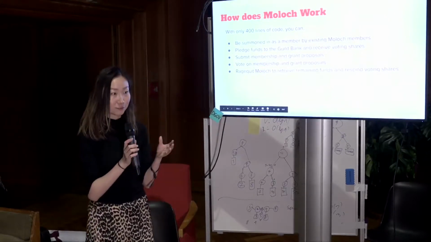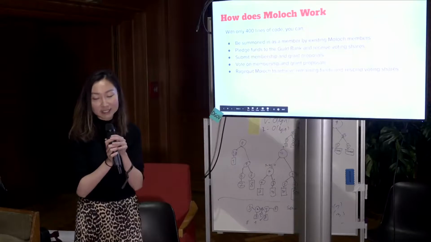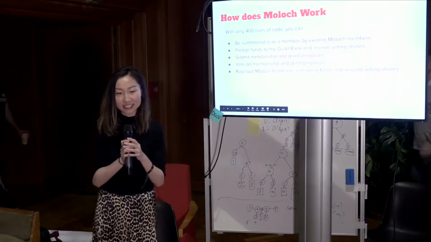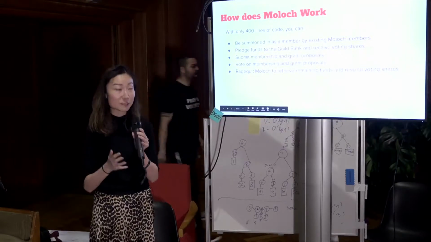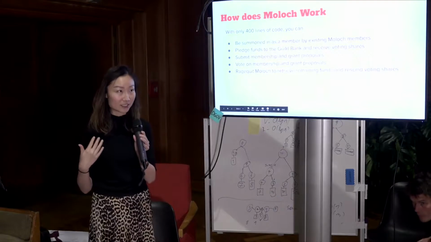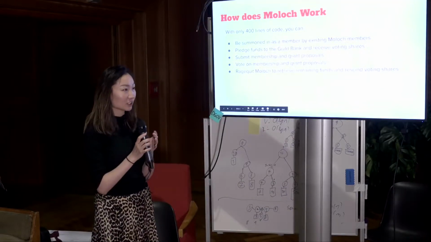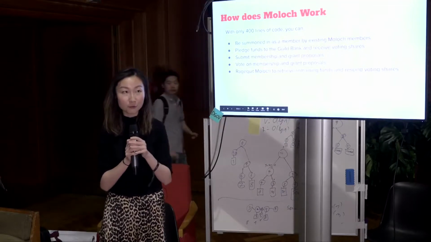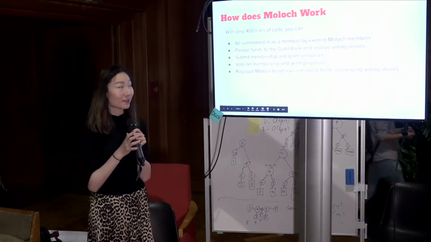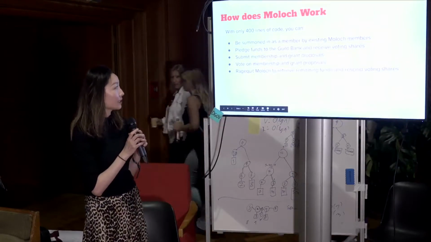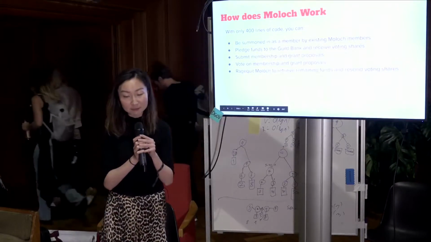Moloch DAO is really, really simple. It only has 400 lines of code. The design decision is that we think the most important thing for a DAO is to make it really secure so people feel comfortable putting funds into it. We don't want a lot of on-chain features or on-chain complexities. So it's really simple. In 400 lines of code, you can join as a member via an existing Moloch member.